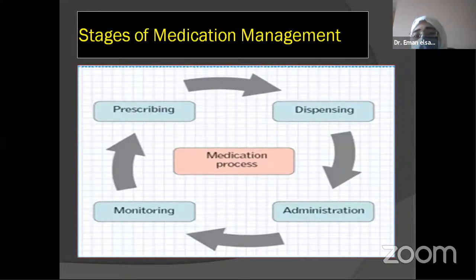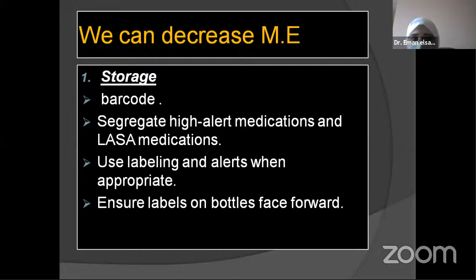Stages of medication management, to start to prevent or decrease medication errors. As we know before, we said that medication management starts from storage, procurement, dispensing, prescribing, dispensing, administration, and monitoring and evaluation. So we must try to put barriers in every stage to decrease medication error. So let us start from the storage.